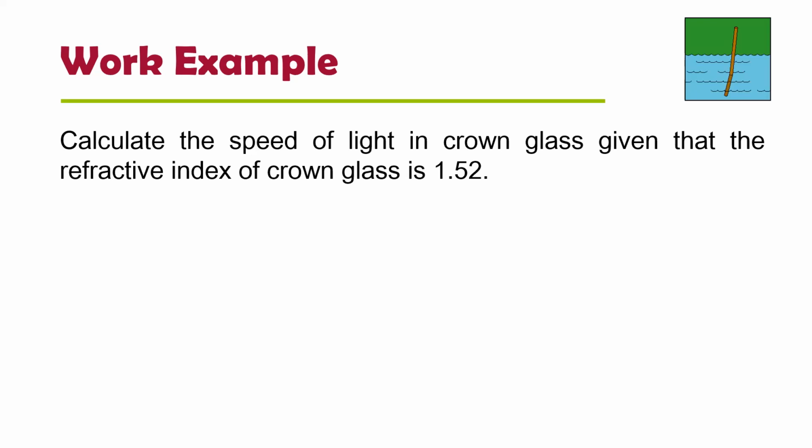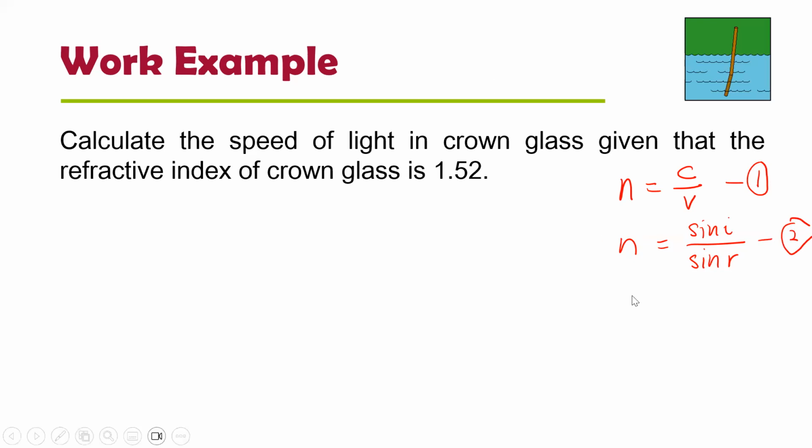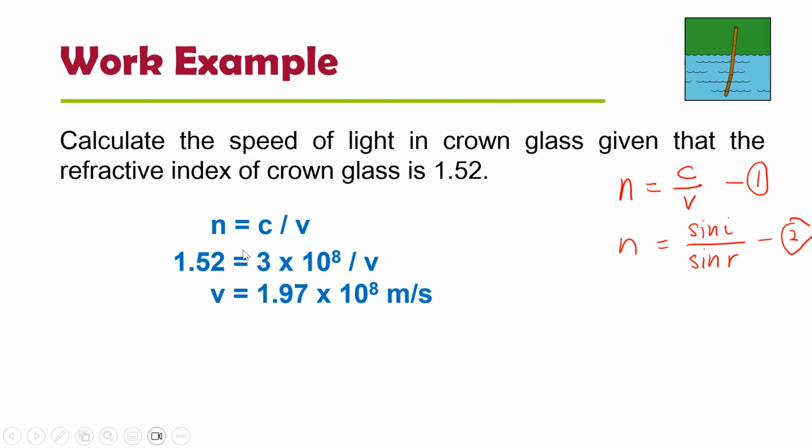Calculate the speed of light in crown glass, given that the refractive index of crown glass is 1.52. So you have learned two formulas for refractive index. One is N equals C over V, and one is N equals sine I over sine R. These are the two equations that you have learned, and this N is the refractive index. So now I'm interested in speed of light, so obviously I'm going to use equation number 1. So I will write the equation, N equals C over V.